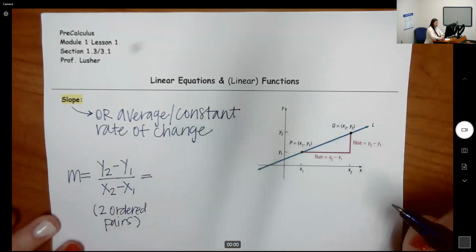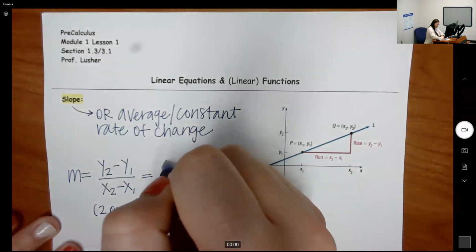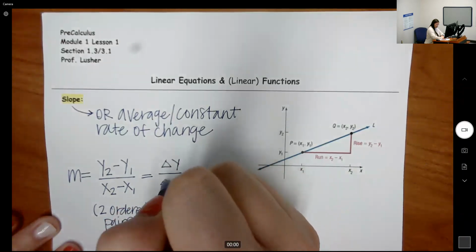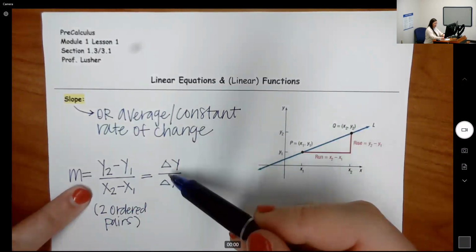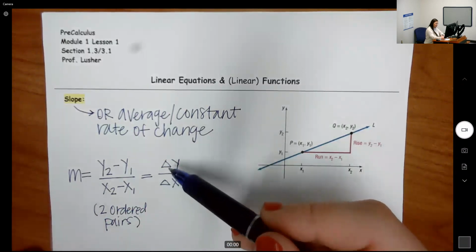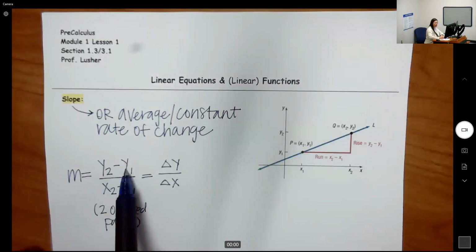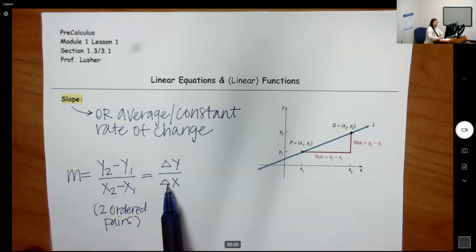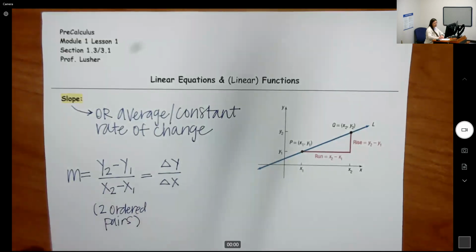If you are going above pre-calculus, which I'm assuming you are since you are in this class, you also need to be familiar with delta y over delta x, which means exactly this. Delta means the change. So this is the change in y, which you find by subtracting your y coordinates, over the change in x, which you again find by subtracting your x coordinates.